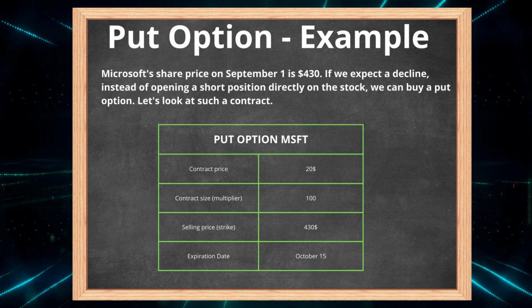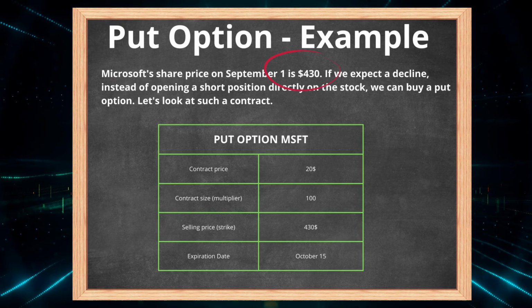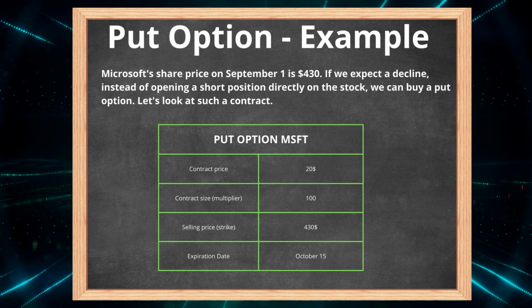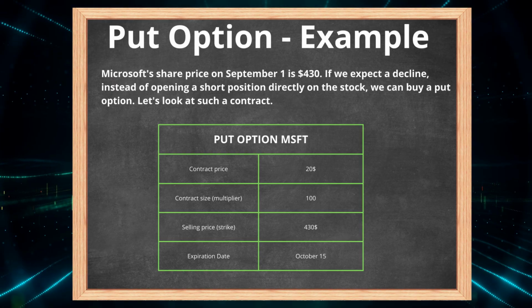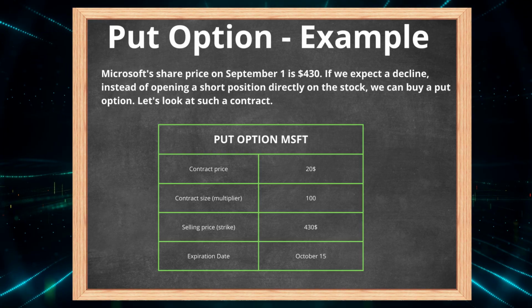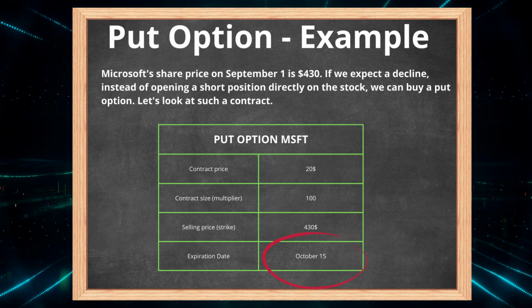Let's say that on September 1st, Microsoft stock is trading at $430. If you expect the price to decline, instead of opening a short position on the stock, you could buy a put option at the money, which means the strike price is close to the current stock price. Let's break down the contract. Put option on Microsoft stock. Price $20. Number of shares 100. Strike price $430. Expiration date October 15th.